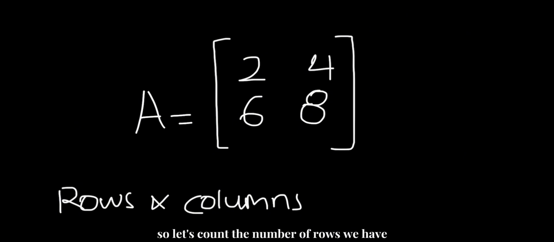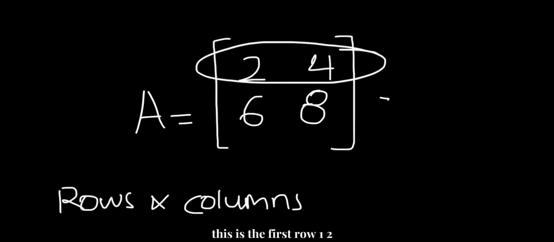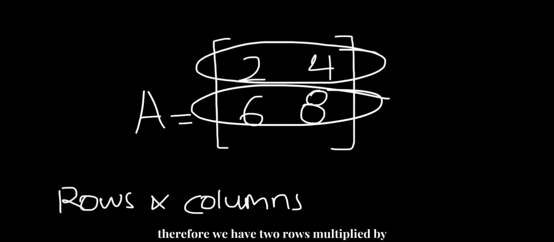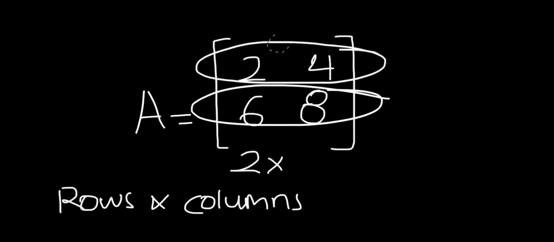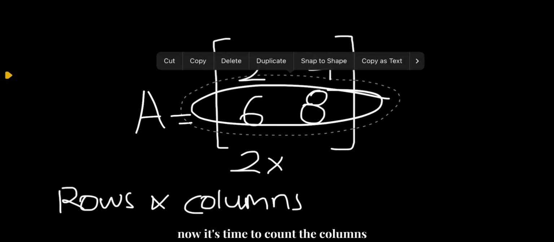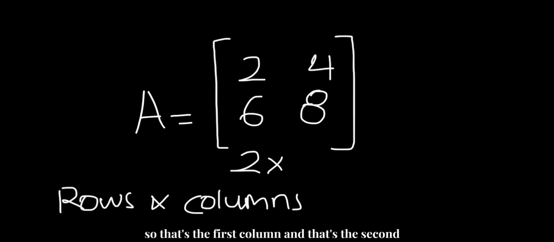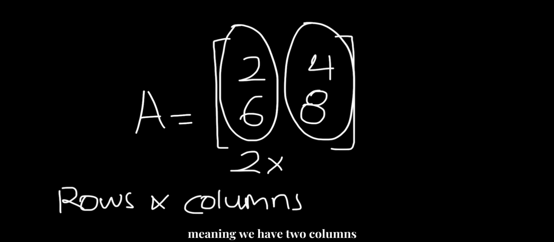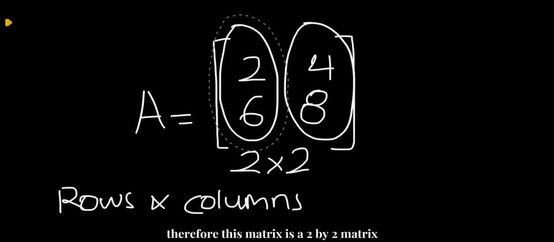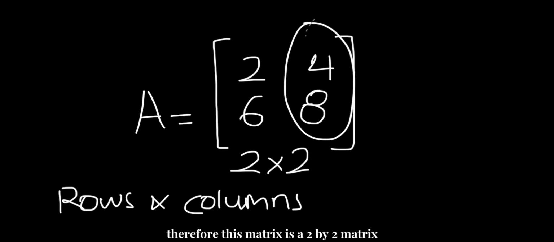So let's count the number of rows we have. This is the first row, 1, 2. Therefore, we have 2 rows multiplied by, now it's time to count the columns. So that's the first column and that's the second, meaning we have 2 columns. Therefore, this matrix is a 2 by 2 matrix.